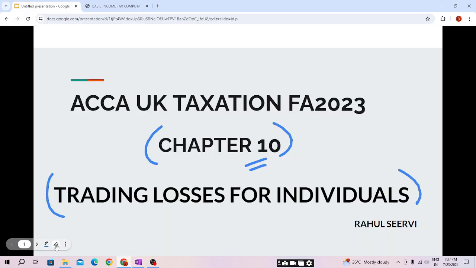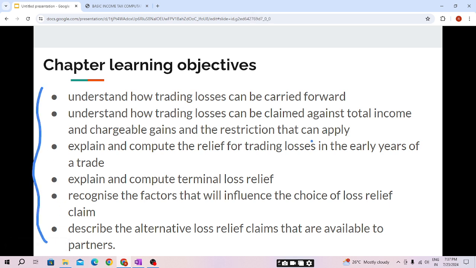In our today's session, students, we will be covering these topics under this chapter. Understand how trading losses can be carried forward. So these are the types of relief. Either we can set off the loss against the current year or carry it forward and set it off against future income. Understand how trading losses can be claimed against total income and chargeable gains, and the restrictions that can apply. The trading loss can be set off against the total income and chargeable gains, but we have some restrictions we'll be covering in more detail.